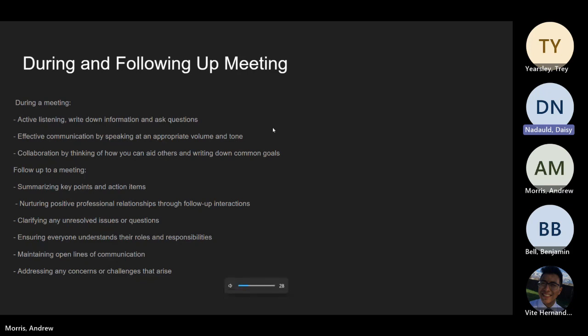To follow up a meeting, it's important to summarize key points and the action items that you take away from it. It's important to nurture a positive professional relationship through follow-up interactions. So just be kind to your coworkers. Clarifying any unresolved issues or questions is important so that everyone understands. Ensuring that everyone understands their responsibilities. Maintaining open lines of communication so that everyone can collaborate better, and then addressing any concerns or challenges that arise afterwards.